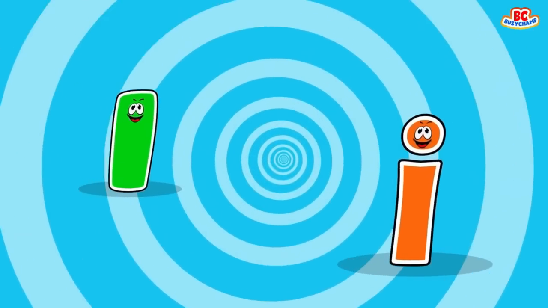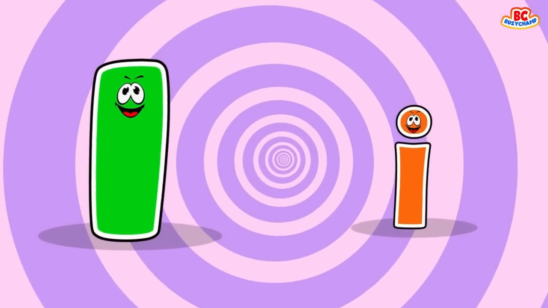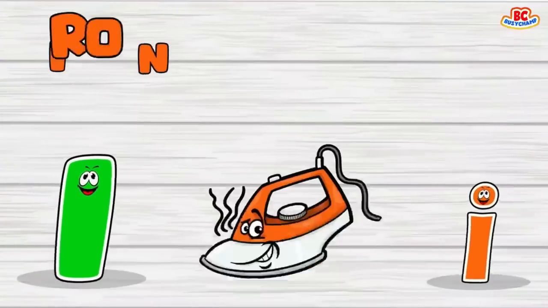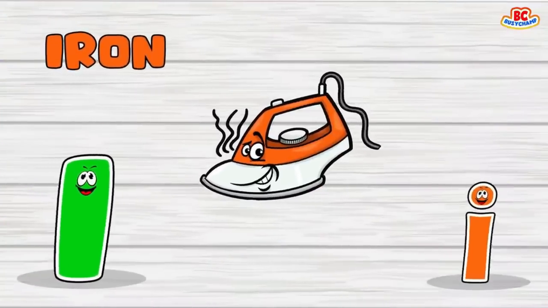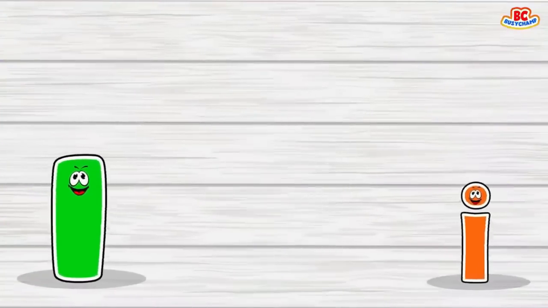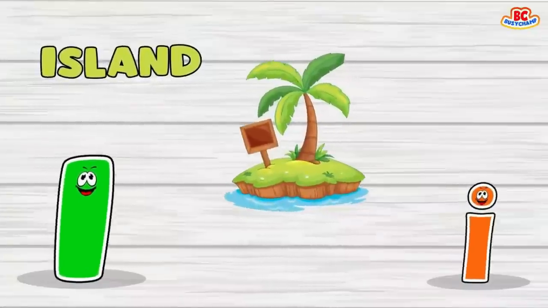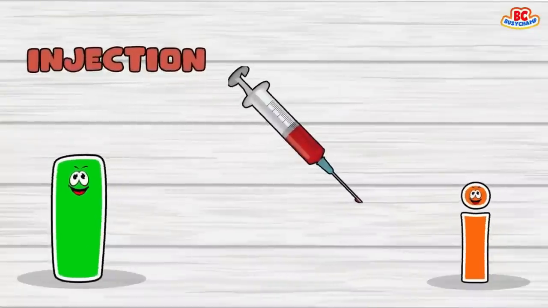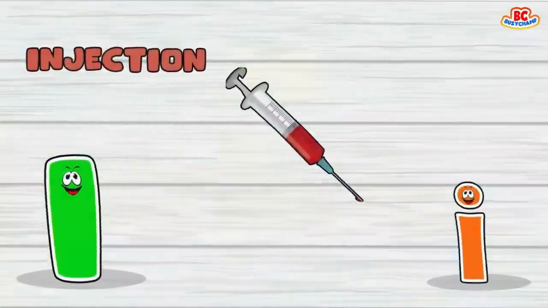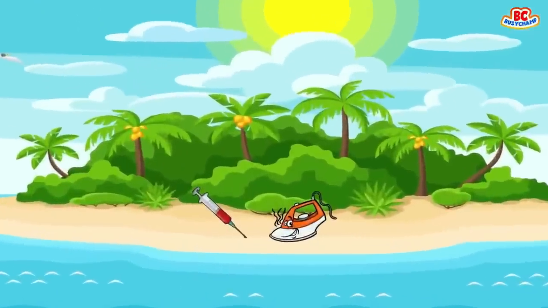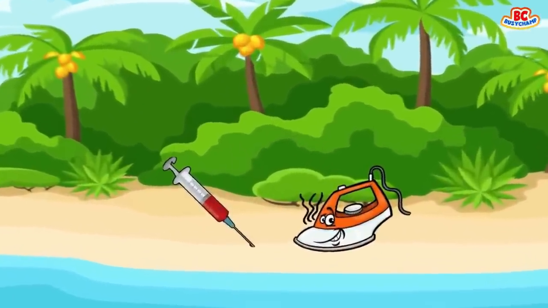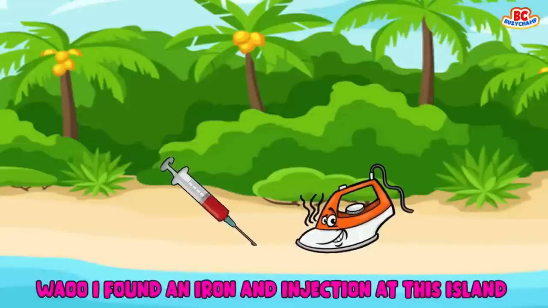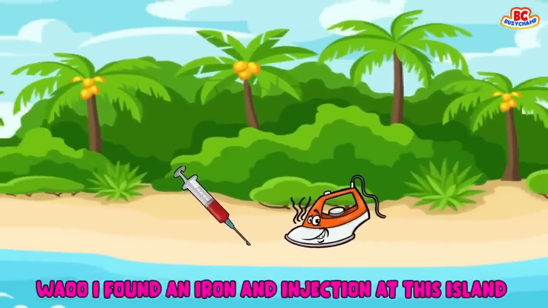I sounds i, i, i, i. I as an iron, i, i, iron. I as an Iceland, i, i, Iceland. I as an injection, i, i, injection. Wow! I found an iron and an injection at this Iceland.